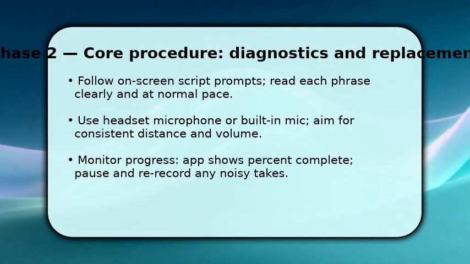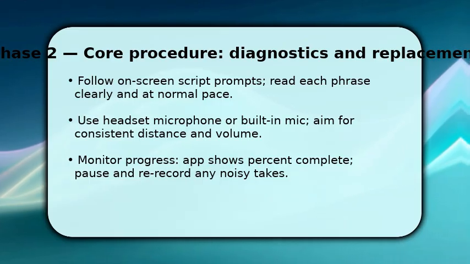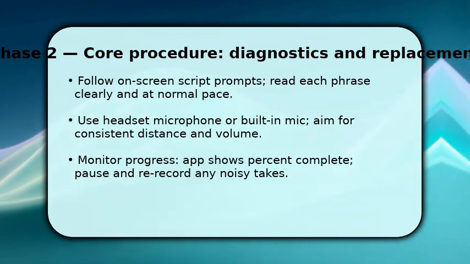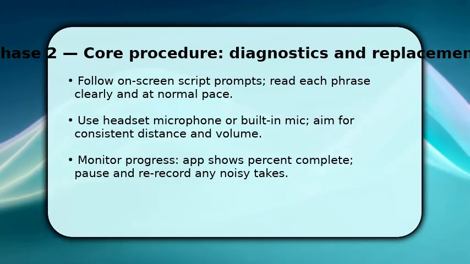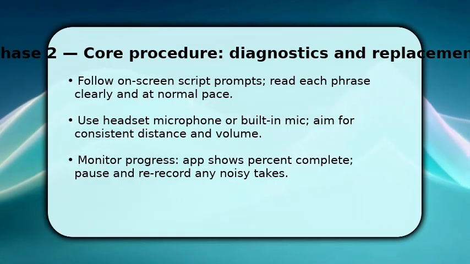You'll see a sequence of phrases to record. Read each one aloud, keeping a steady pace and natural intonation. If background noise appears, pause and redo that line. Accuracy matters. Make sure you maintain the same mouth-to-mic distance so the model learns consistent volume.